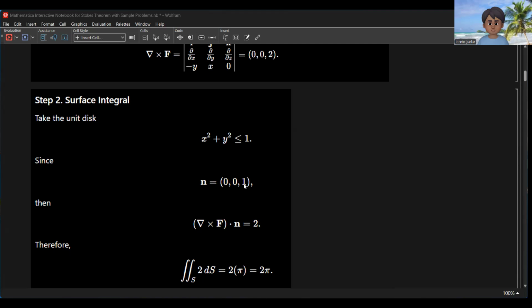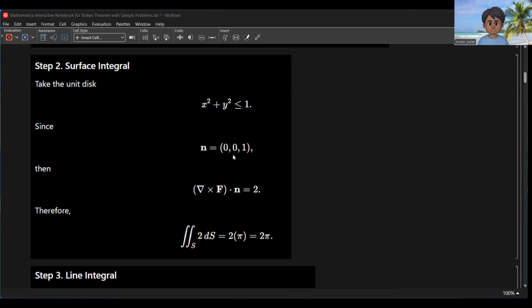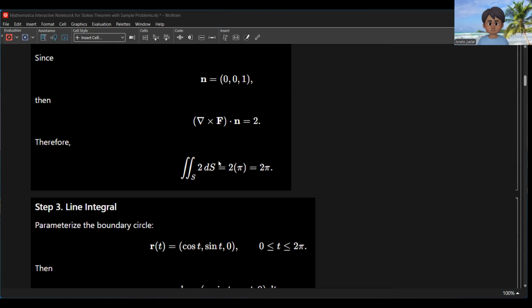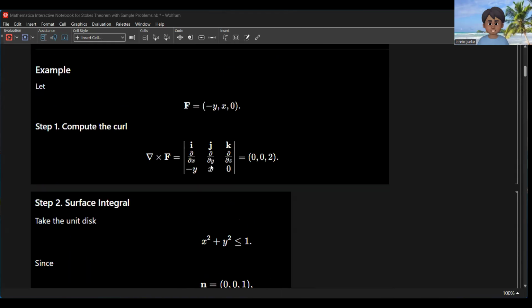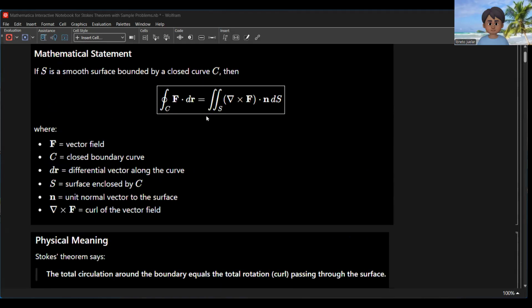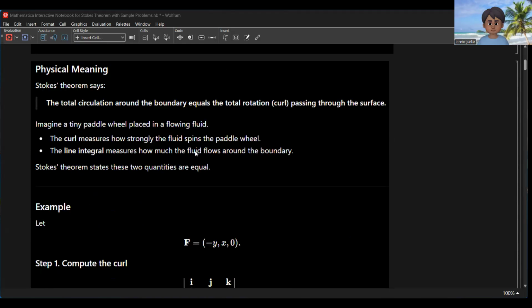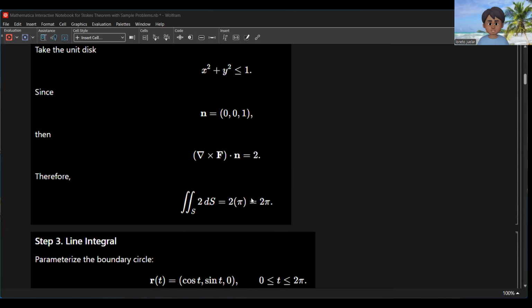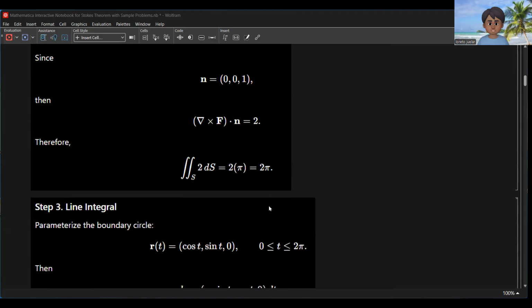Since n is equal to 0, 0, 1, the unit vector along the z-axis, then the curl of F dot the unit vector n is equal to 2 here. Therefore, by substitution, we have the double integral of 2 dS. This is equal to 2 times the area of the unit disk, pi, so this is simply equal to 2 pi.